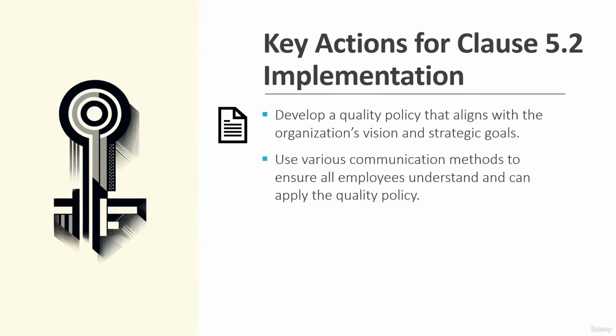Now coming to how we implement that. There are key actions related to implementation. First, the organization needs to develop a quality policy, and we have already talked on the previous slide about what this quality policy should cover. It should be clearly communicated to people in the organization so that they can understand and implement it. And this is documented information. So this was clause number 5.2, which is quality policy.